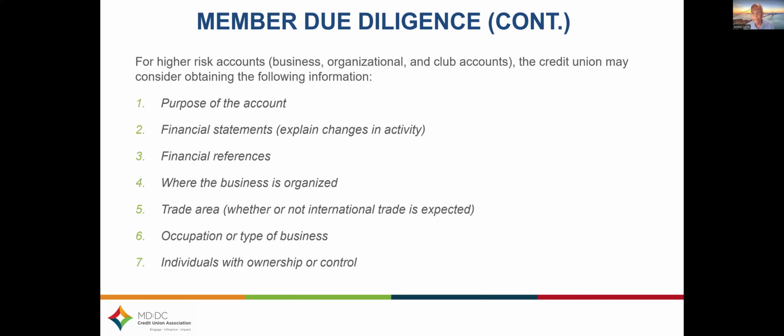The type of business. Is it a marijuana related business? Is it an ATM company? Okay, keeping in mind some of your ATM companies are money transmitters. They're MSBs, especially if it's a Bitcoin ATM. All right, so be careful which type of companies you're opening up. And also identify who has control of the organization.